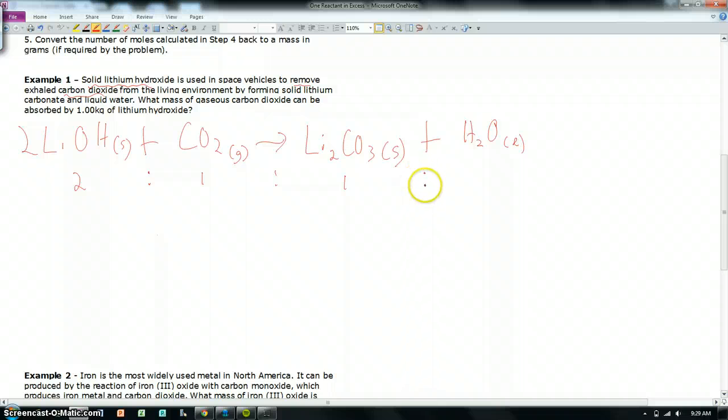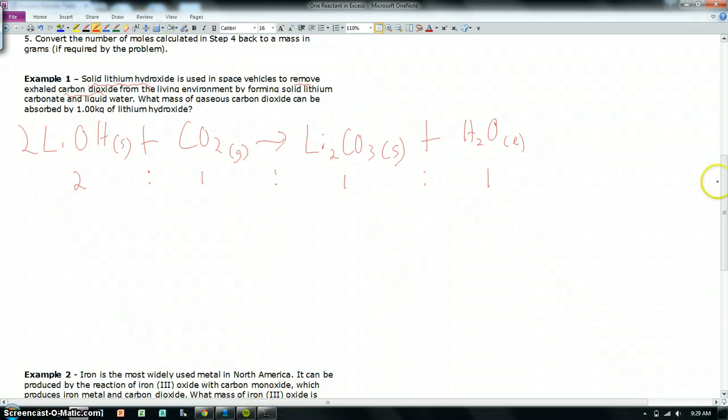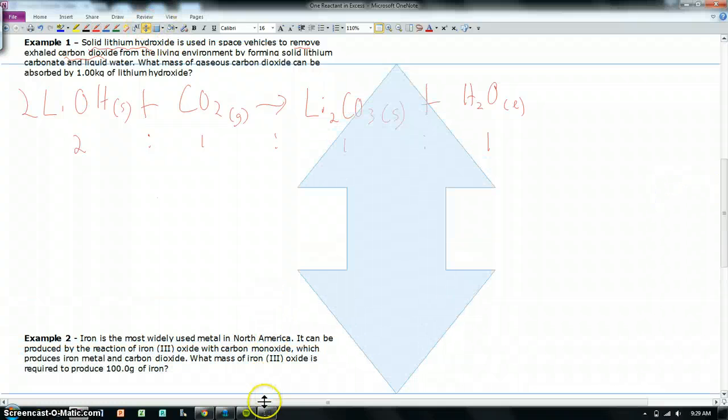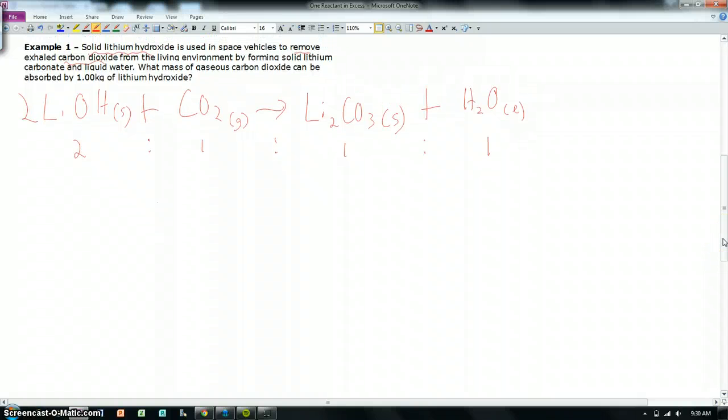So my ratio, if you just bring the numbers that were in front down, I have two lithium hydroxides for every one of every other compound. This is important information because this tells you how much more of the lithium you have than everything else. And we can use that now to determine how much of everything else we're going to produce. And I'll show you how that works in a second.